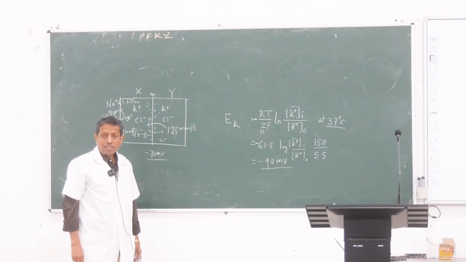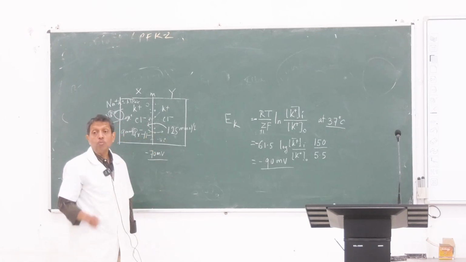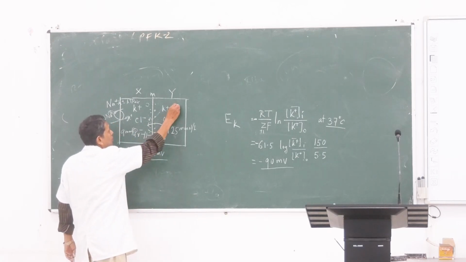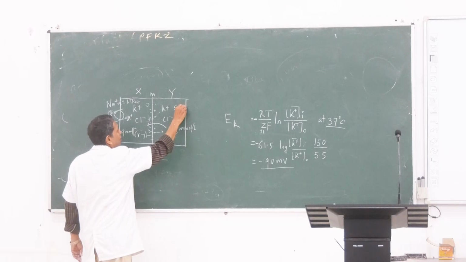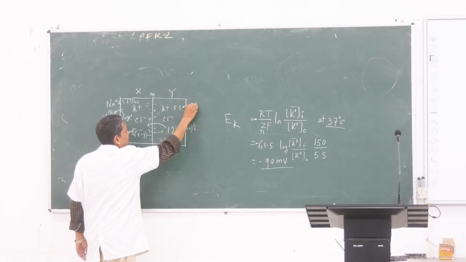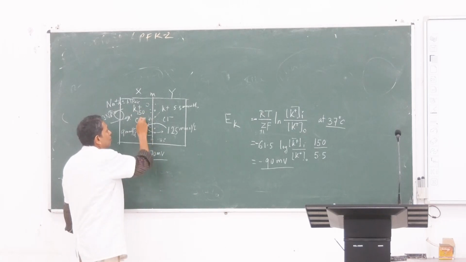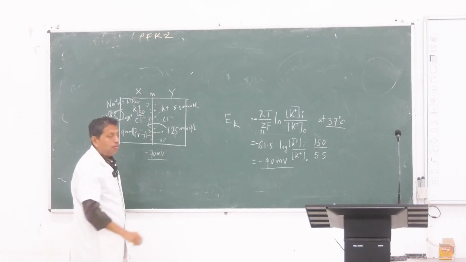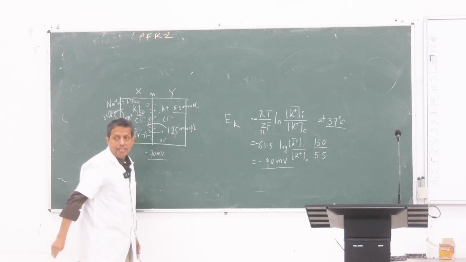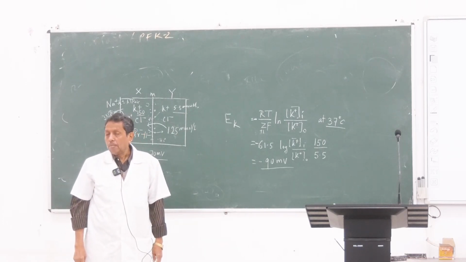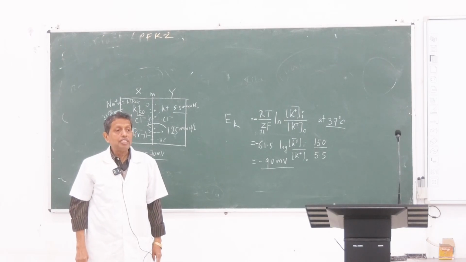Clear? So potassium has a natural tendency to move from inside to outside. Outside its concentration is 5.5 millimole per liter, and inside it is 150 millimole per liter. From a reliable textbook, we are giving this type of figure. Clear? But in case of sodium ion, it is different.